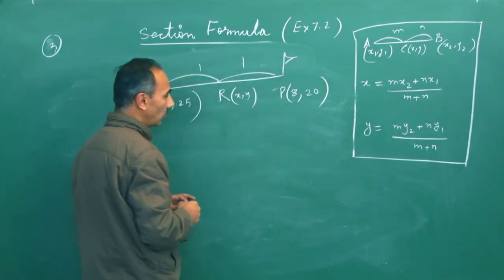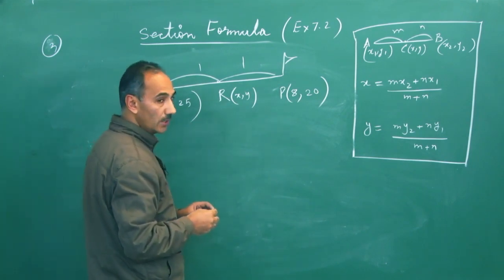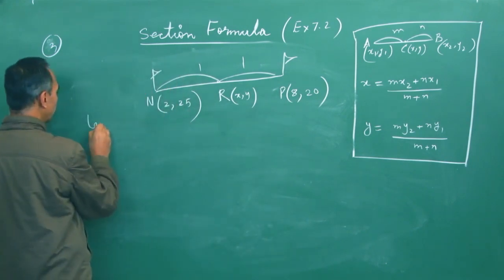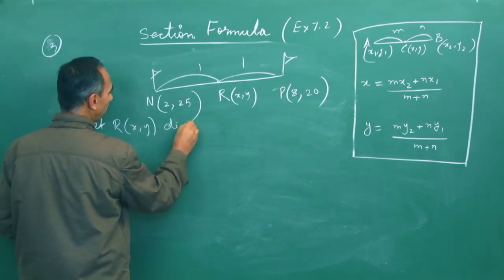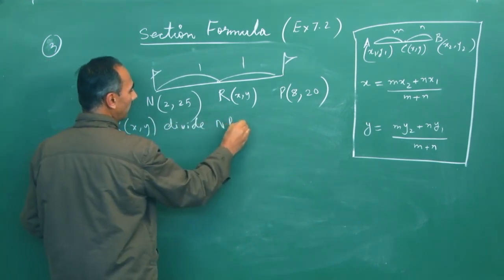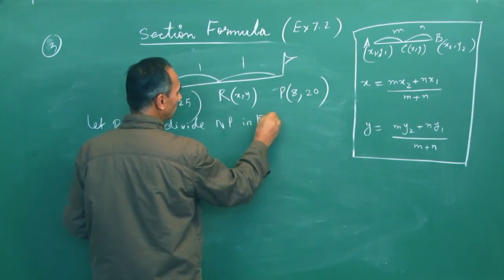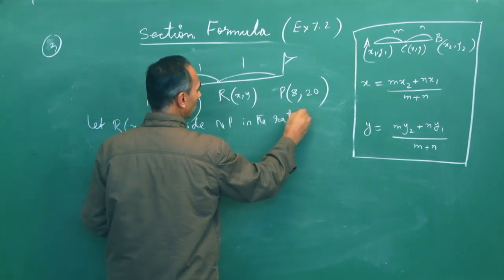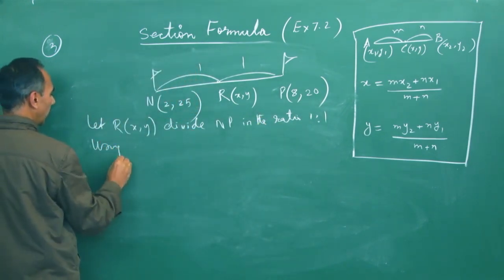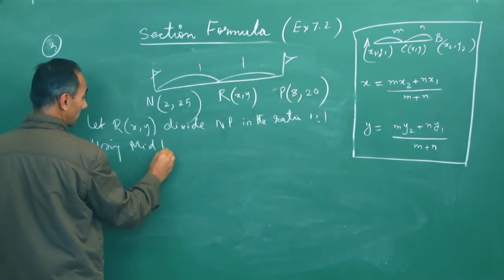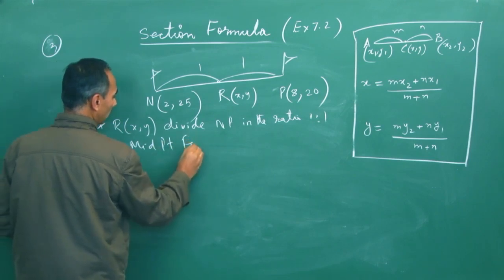That means you have to find the coordinates of R. It's a case of the midpoint formula. So let R (x, y) divide NP in the ratio 1:1. So what would you do? You will simply apply the midpoint formula, which we just prepared.